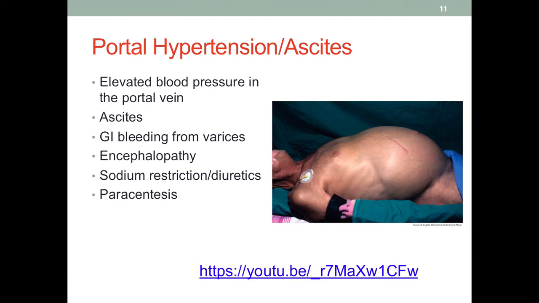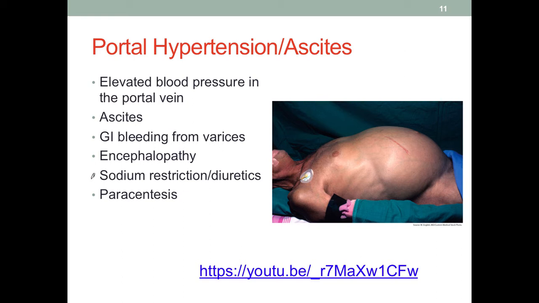Another important disease associated with the hepatic system is portal hypertension and ascites. Portal refers to the portal vein, so portal hypertension means elevated blood pressure in the portal vein. We know that the portal vein collects the blood flow from the intestine, which is nutrient-rich after absorption. So the water-soluble nutrients enter the liver from the portal vein.